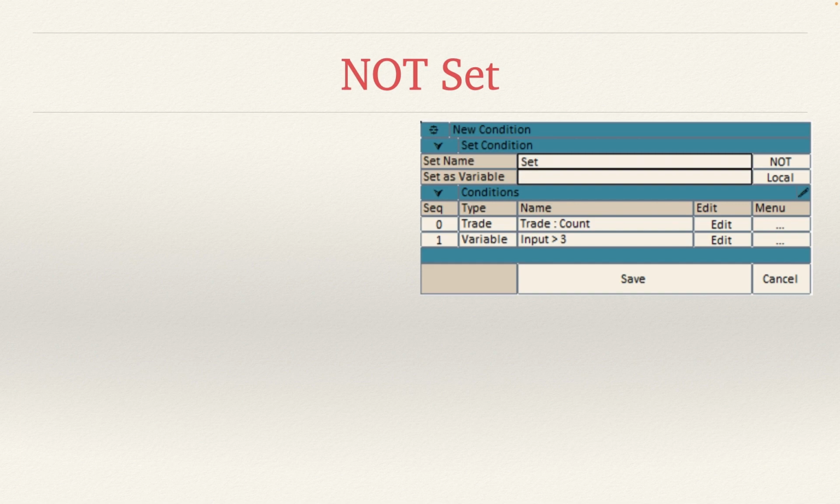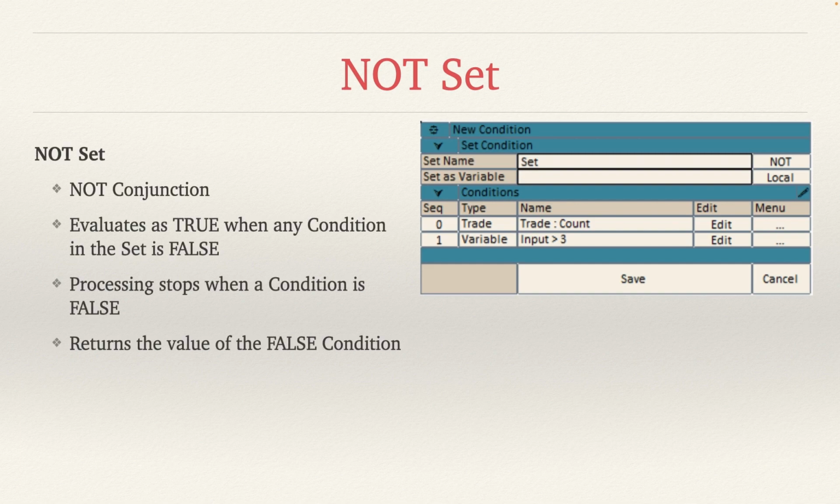A not set will return true if any condition in the set is evaluated as false. When a condition fails evaluation, then processing stops there, and that value is returned. Usually when a condition evaluates as false, it returns no value. So a not set would typically not return a value because it's returning true when a condition fails. However, there is one case where a condition returns a value when it evaluates as false.